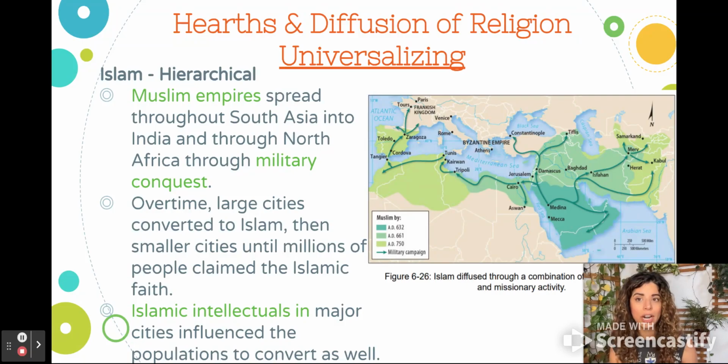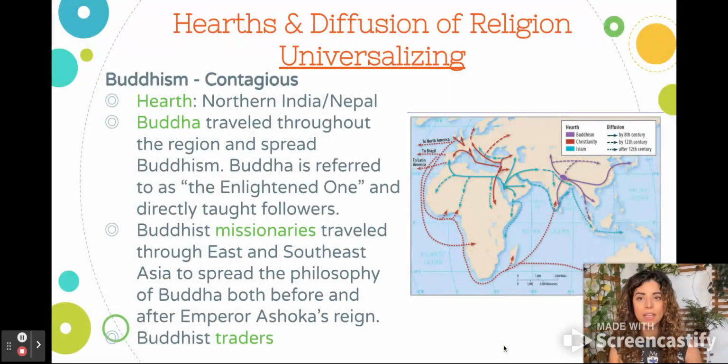So another element of hierarchical diffusion for Islam are Islamic intellectuals in major cities that then influenced populations as well. So these intellectuals, these scholars, these academics were highly regarded, and people were definitely more susceptible to adopting that religion coming from them.